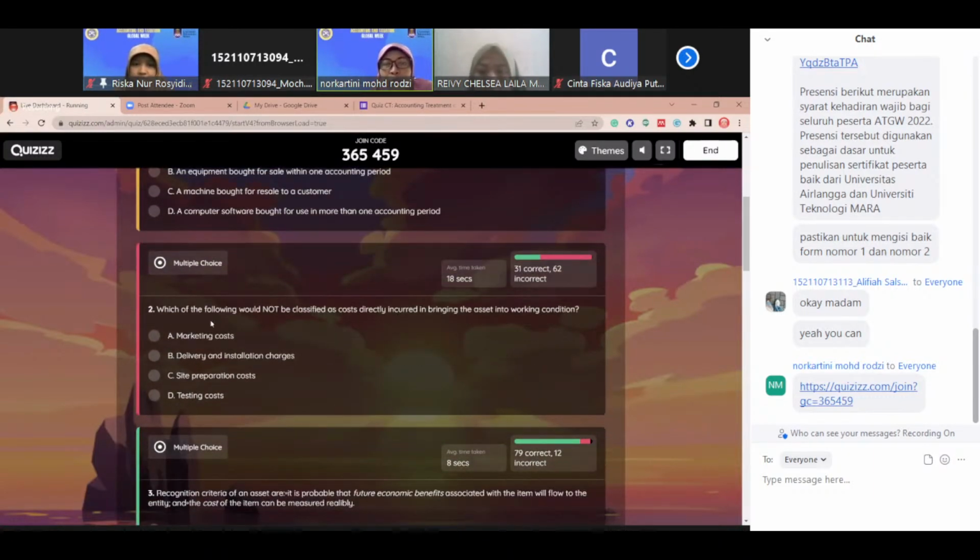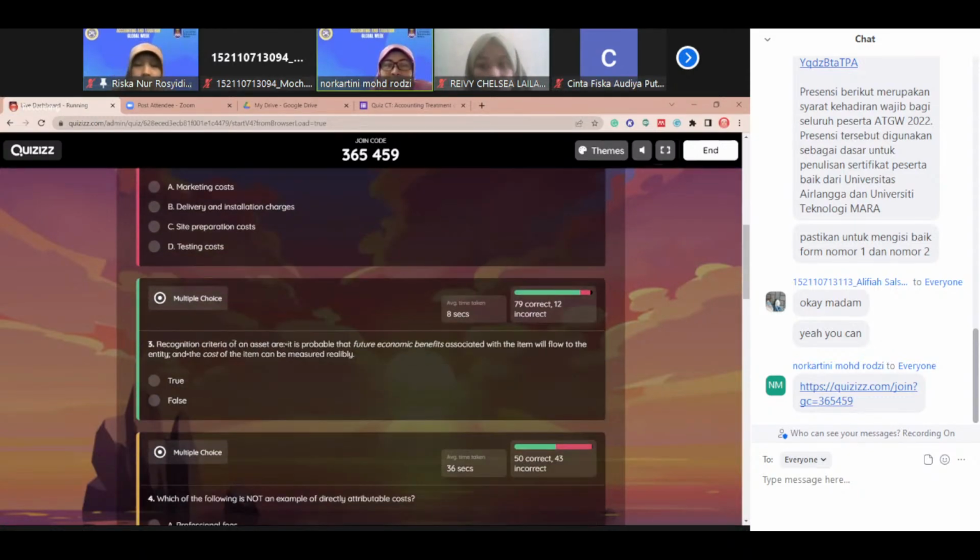Okay, number 2. Which of the following would not be classified as costs directly incurred in bringing the asset? Okay, cost yang tidak related to asset. Okay, which one? Cinta Fiska. What is the answer here? Marketing cost. Yeah, correct. Marketing cost. All right, marketing cost.